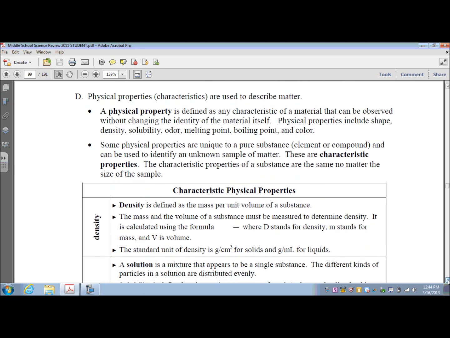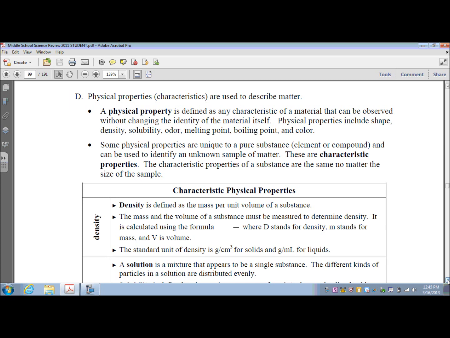Section D. Physical properties, characteristics, are used to describe matter. A physical property is defined as any characteristic of a material that can be observed without changing the identity of the material itself. Physical properties include shape, density, solubility, odor, melting point, boiling point, and color.